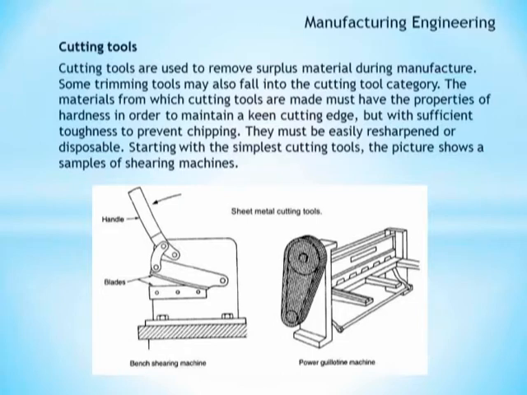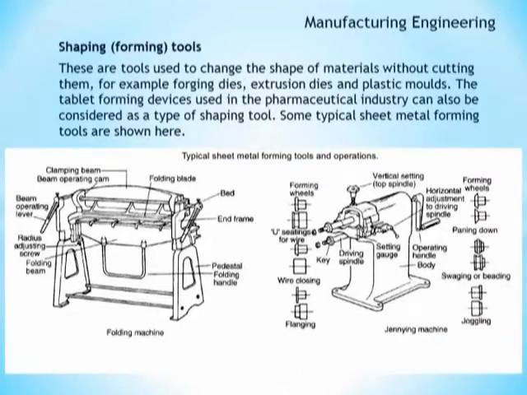The materials from which cutting tools are made must have the properties of hardness in order to maintain a keen cutting edge, but with sufficient toughness to prevent chipping. They must be easily resharpened or disposable. Starting with the simplest cutting tools, the picture shows A. Samples of shearing machines.